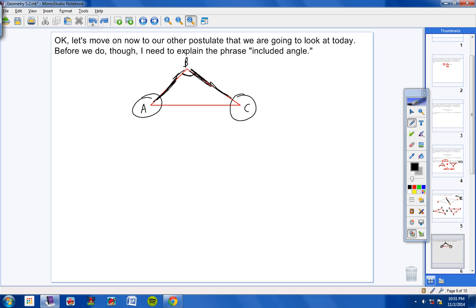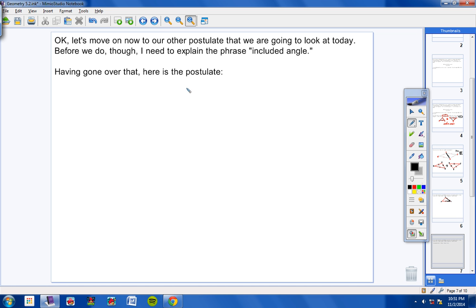Okay? Now, one more quick example here. How about this side here and this side here? What is the included angle between those 2 sides? Well, this angle here. So we would say angle C is the included angle between sides AC and BC. Okay? So it's very important you understand that, students. Okay, when we say included angle, it's the angle between 2 sides. Okay? Now, having said that, let's go ahead and take a look at our postulate.